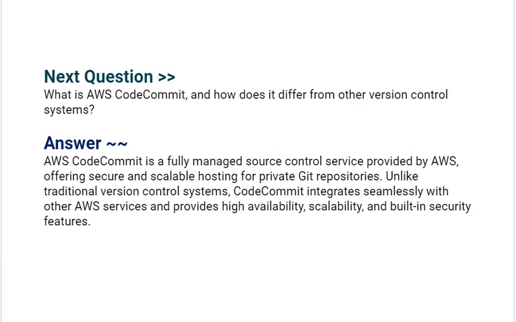Our next interview question is: what is AWS CodeCommit and how does it differ from other version control systems? Your answer should be AWS CodeCommit is a fully managed source control service provided by AWS, offering secure and scalable hosting for private Git repositories. Unlike traditional version control systems, CodeCommit integrates seamlessly with other AWS services and provides high availability, scalability, and built-in security features.